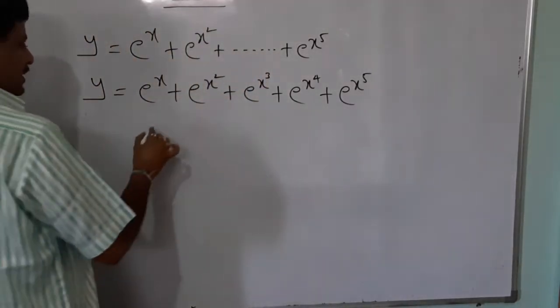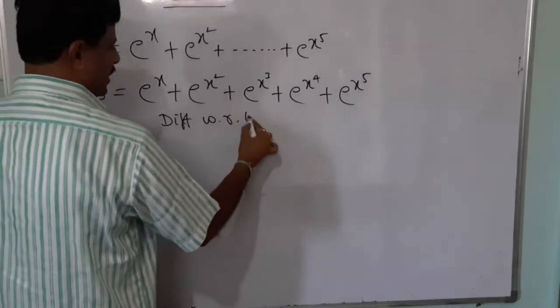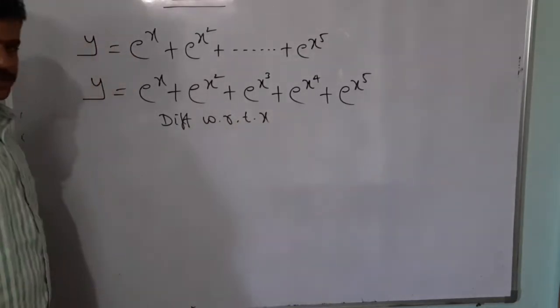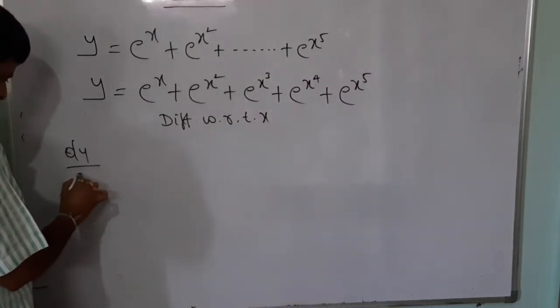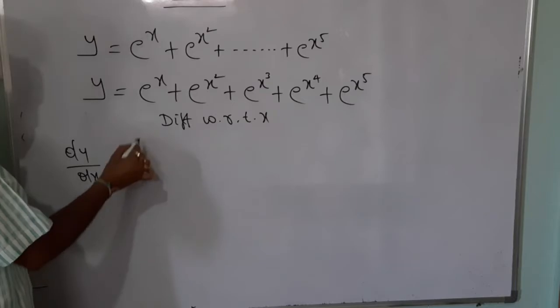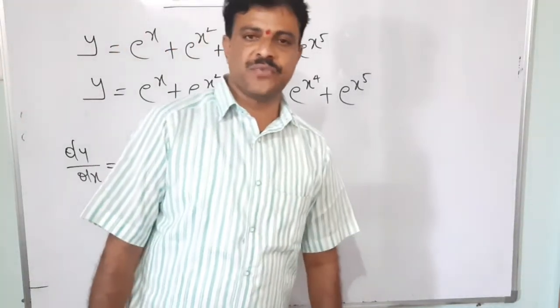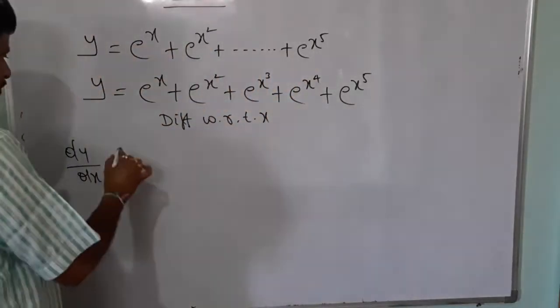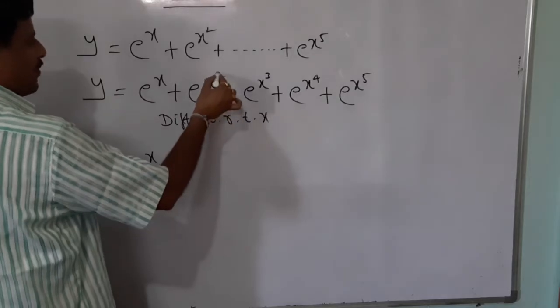Here, differentiate with respect to x. So dy by dx is equal to, you know, e to the power of x differentiation is e to the power of x. You write here e to the power of x plus, this is in the form of e to the power of x.